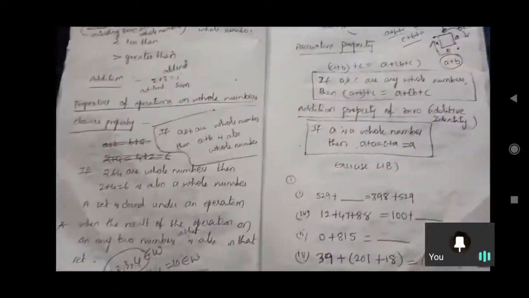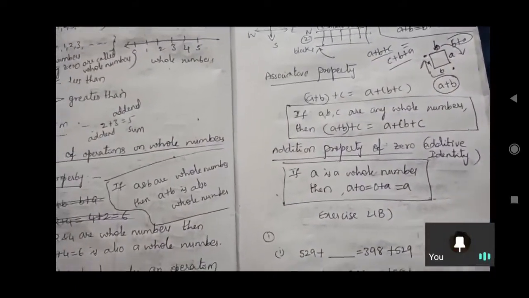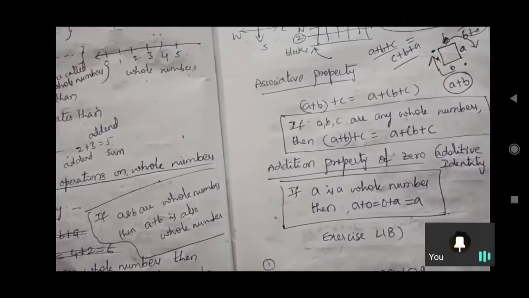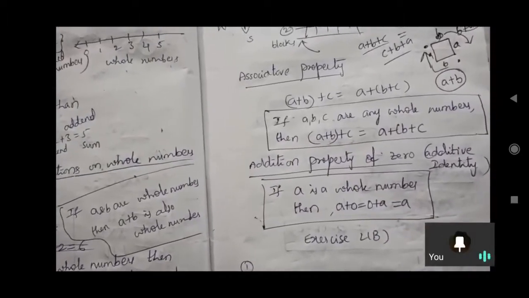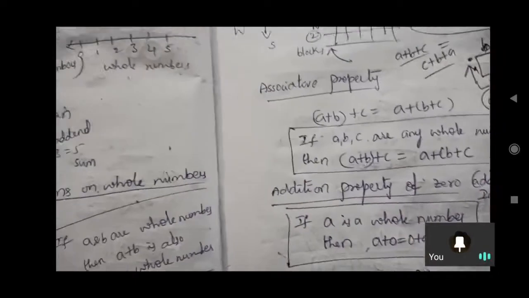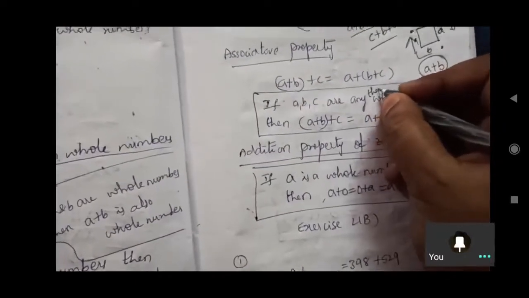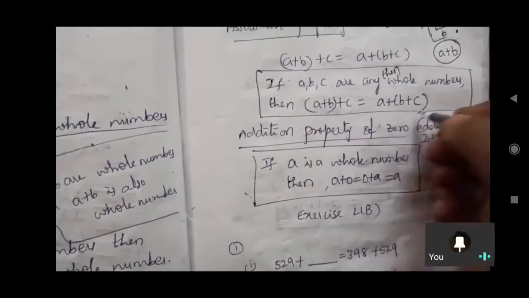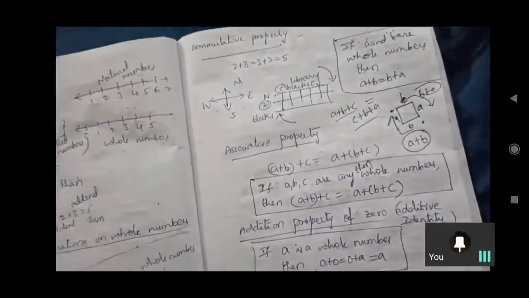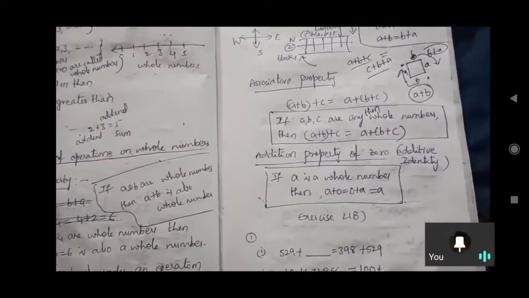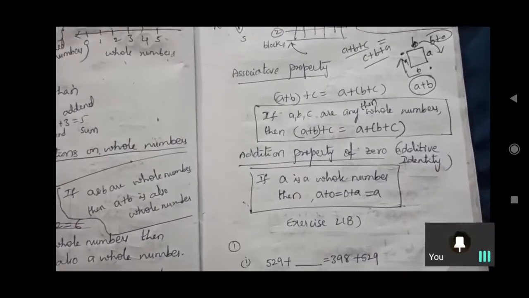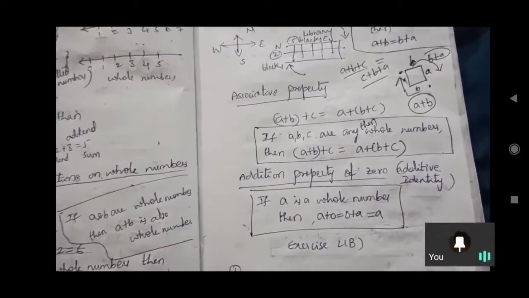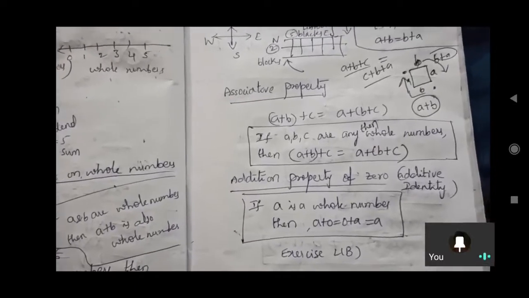And the next one is the associative property. Associative property means if A, B, C are any three whole numbers, then (A plus B) plus C is equal to A plus (B plus C). This is the same as commutative only. (A plus B) plus C is equal to A plus (B plus C). The associative property is held by whole numbers.